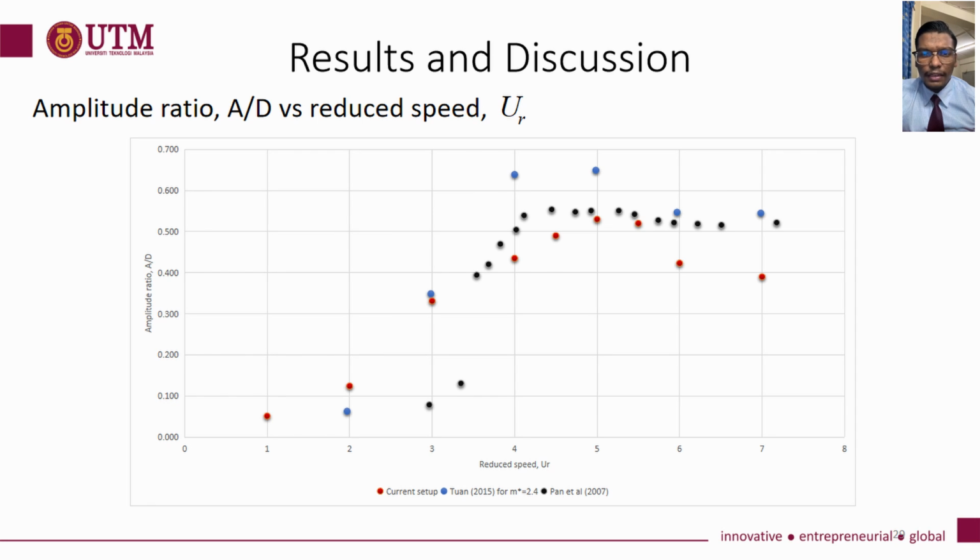There is a small drop in the values of amplitude ratio where the reduced speed is more than 5, in all of the results. Thus, it can be confirmed that lock-in occurs around the region of reduced speed of 5. This can be confirmed as the transverse vibration is at the highest when lock-in occurs.